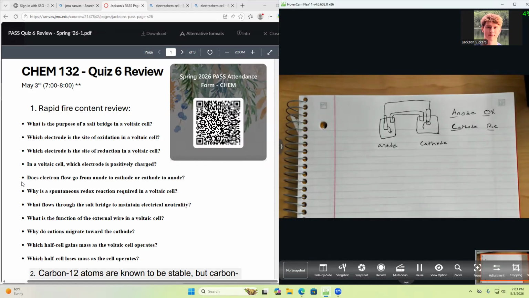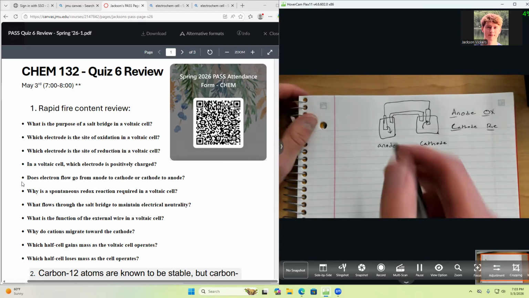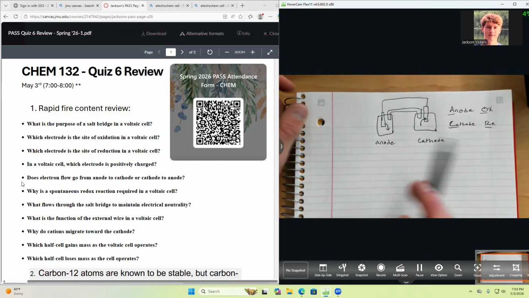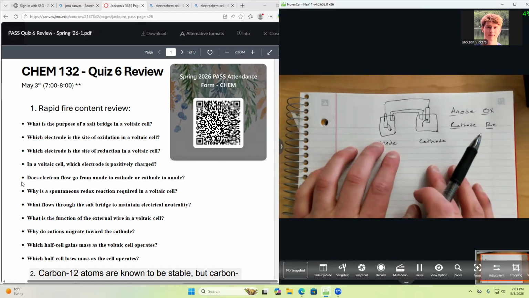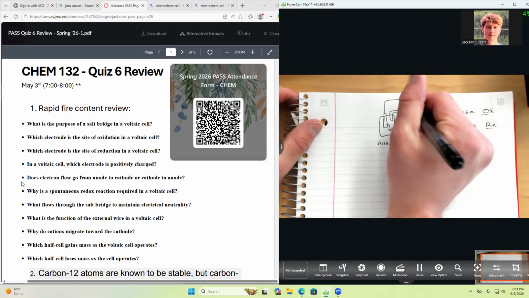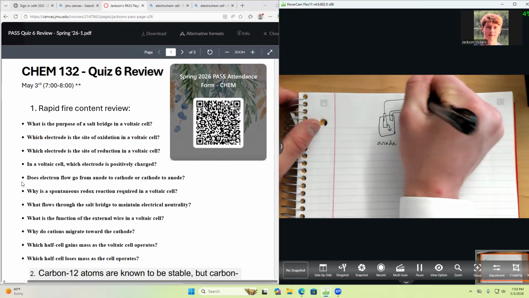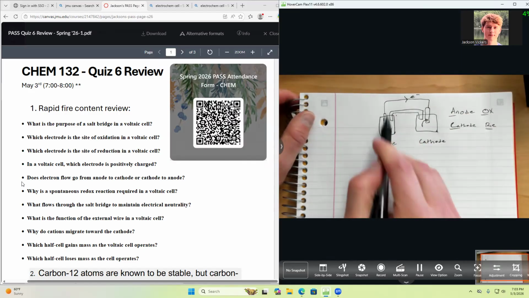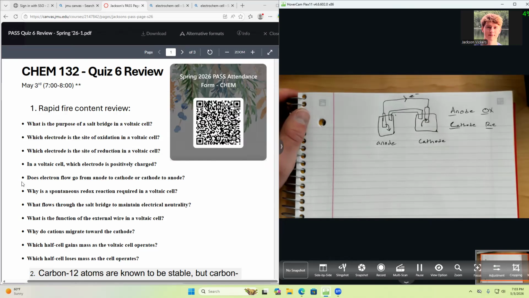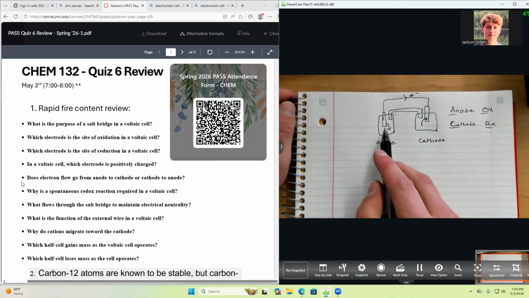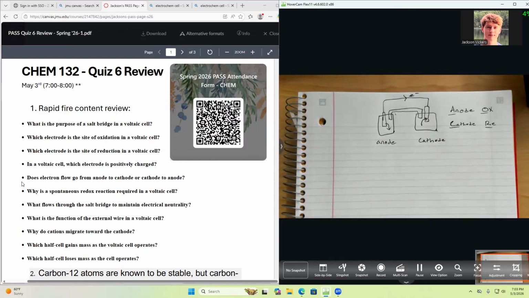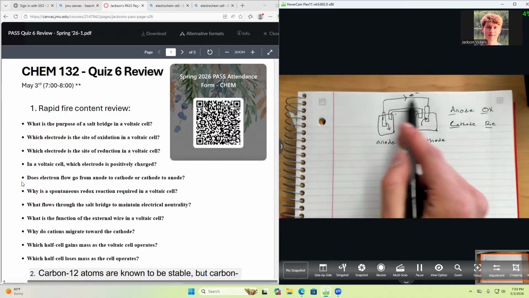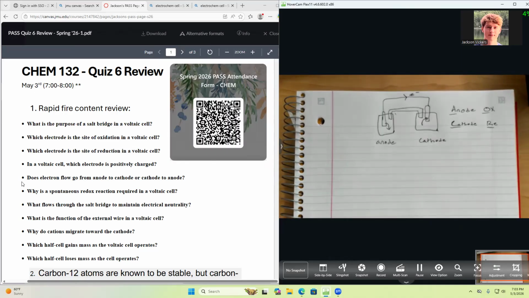Next one. Do electrons flow from anode to cathode or cathode to anode? Anode to cathode. Yep. So we almost always see this written where the anode is the thing on the left, the cathode is the thing on the right. So we can draw electrons flowing through this wire to the right side. And again, that should make sense because if we're oxidizing over here, that means we're giving up electrons that then can flow over and go to the cathode to be reduced.